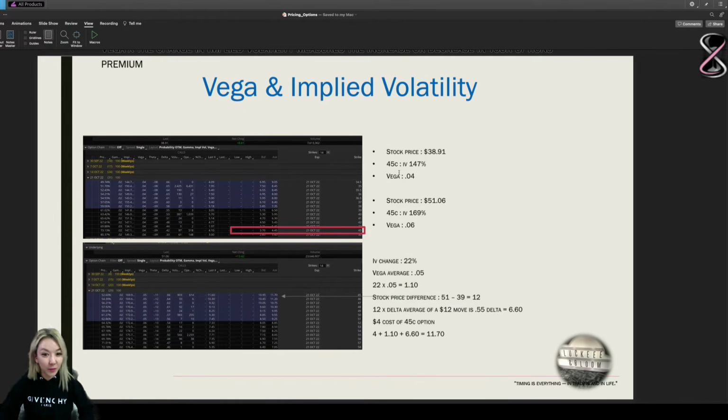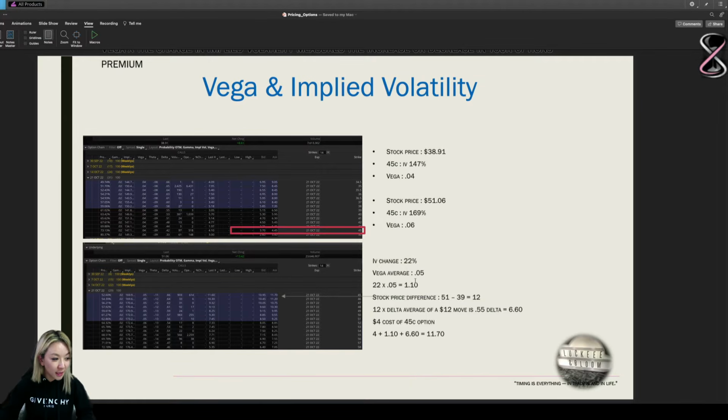Now let's say you're trading short term, right? From this time, it was a little bit short term. So in this case, the 45 strike had a $4 average price with a 147% implied volatility, with a 4.04 Vega. Now, the next day, if it goes up, here's the 45 again, and it went up to 169 implied volatility, that's a 22% change, with the average of 0.05 Vega. So what you do is you multiply these two together, 22 times 0.05, and that equals $1.10.